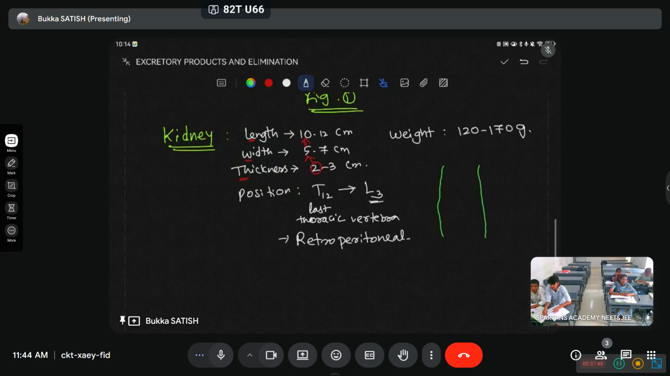In our abdominal cavity, this is the dorsal side of our body and this is the ventral side. There is a cavity called the peritoneal cavity. All the visceral organs are present inside this peritoneal cavity only, but the kidneys are present behind this, attached to the dorsal wall. That's why we call it retroperitoneal: behind the peritoneum, on the back side. Every visceral organ is present in the peritoneal cavity only; kidneys are present behind that.